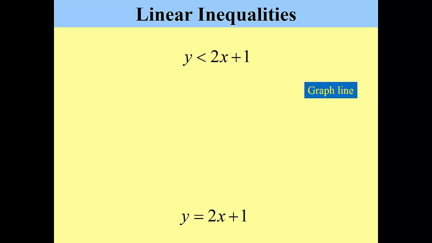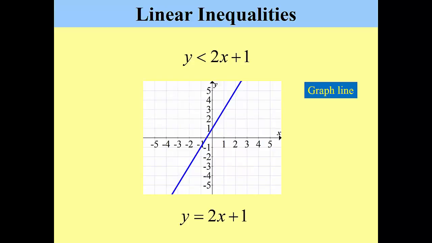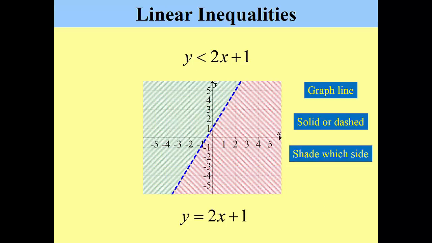Here's another one. We draw the line, same line, and this one's going to be a dashed line because the less than sign does not have an equals on it. So we'll make it a dashed line. And then we decide which side to shade. Choosing the point 0, 0 and substituting 0 for x and 0 for y, we get 0 is less than 1. That is true. So we want to shade the side of the line where the dot is.